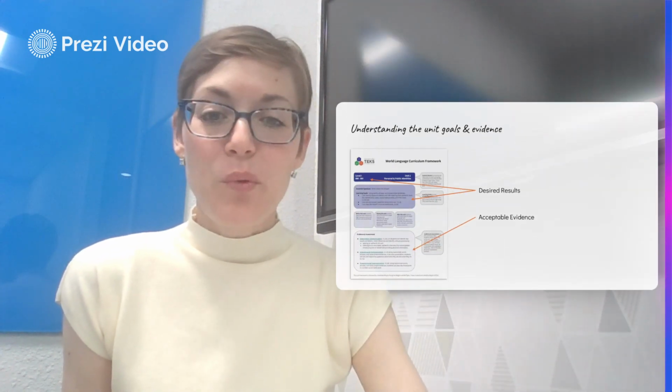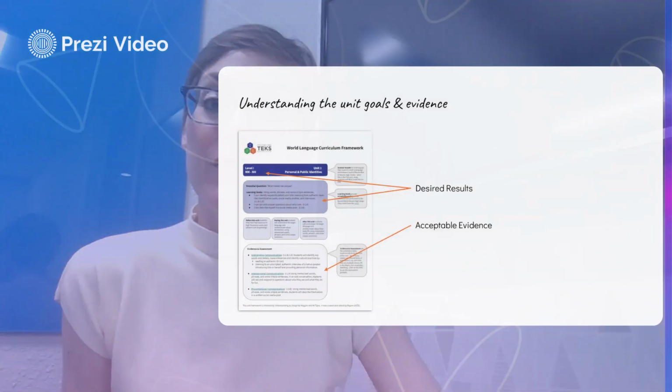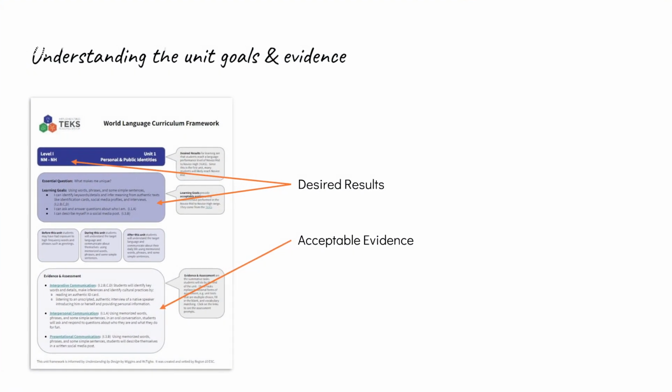Why is this important? Well, it's important because if you're implementing a thematic unit, your unit goals and evidence are different from your traditional unit. In your traditional unit, you were just trying to cover vocabulary and grammar, right? But in a thematic unit, you're trying to get kids to develop language at a certain proficiency level by performing the TEKS, which are these 3 communicative modes. That's the acceptable evidence, right?